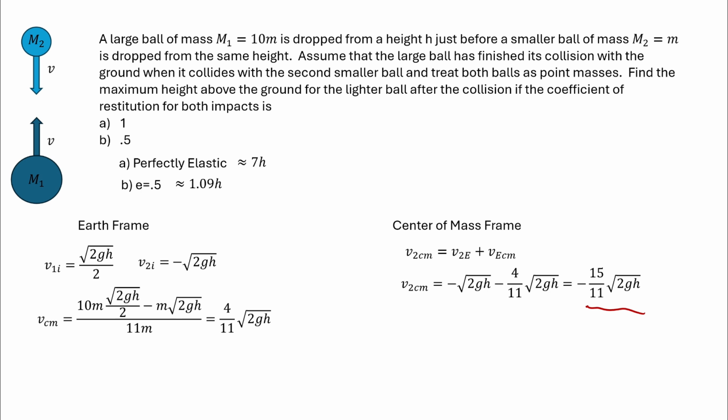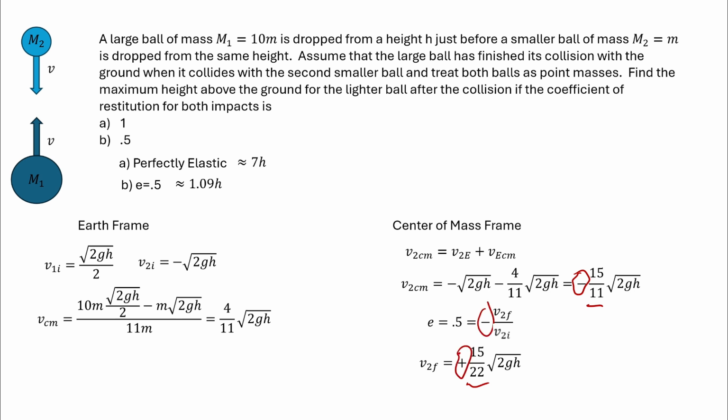Now, here is the payoff. This is the beauty. In the center of mass frame, the coefficient of restitution simply means the ratio of the initial to the final velocity. So what does that mean? That means all I have to do is multiply my initial velocity by a half. In other words, it goes from 15 over 11 to 15 over 22, and instead of going down, it goes up. That's what that minus sign tells us.